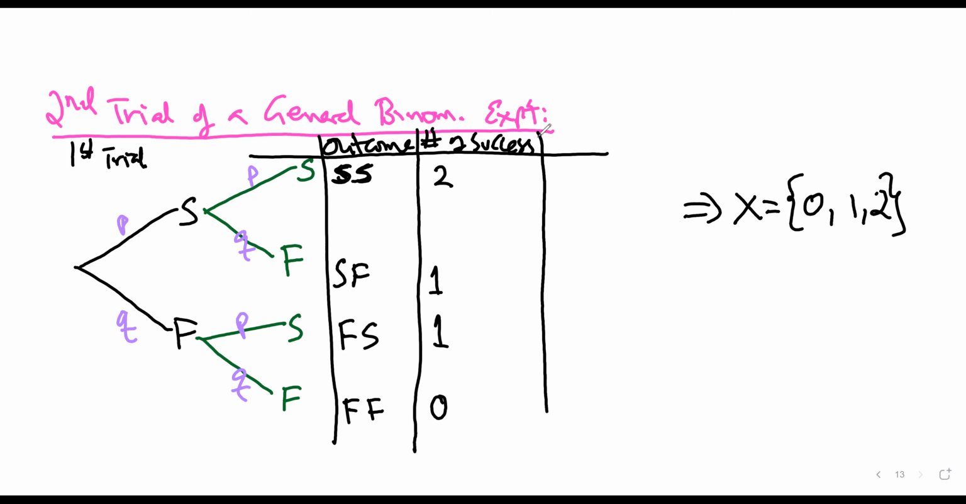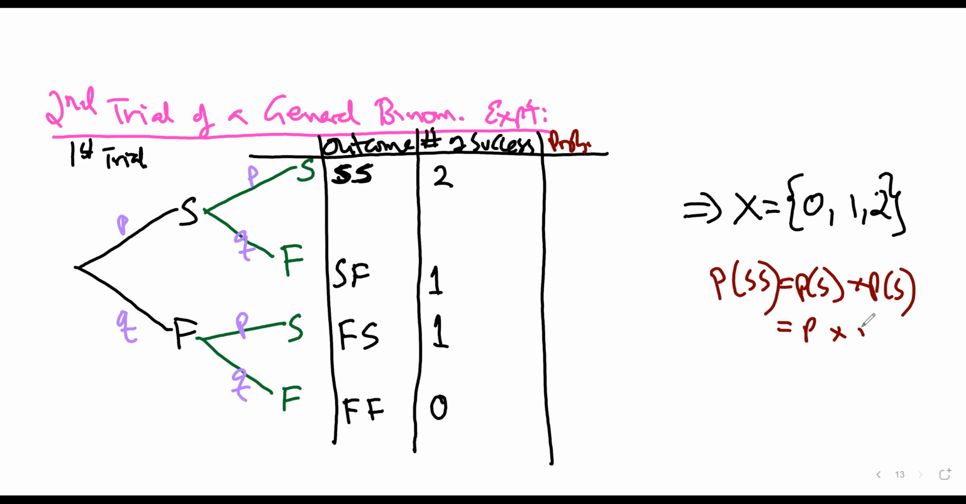And finally, we indicate the probability for each possible outcome. So we're starting with probability of S followed by S. And condition number 4 says that the outcome in every trial is independent of all the outcomes in the other trials. So this is the same as probability of S times probability of S. And from the diagram, we know that probability of success is P, and probability of S again is P. So probability of S followed by S is P squared.